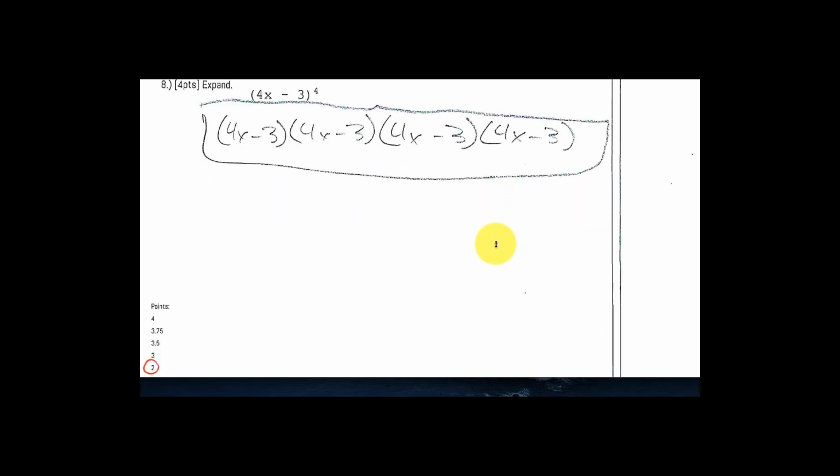Question number 8 says, expand 4x minus 3 to the 4th power. I'm kind of showing you this work first because you'll see in my answer key that this part got deleted, but you could write this out 4 times, and that's why I gave this student 2 points. Student can do more because you actually can simplify it.